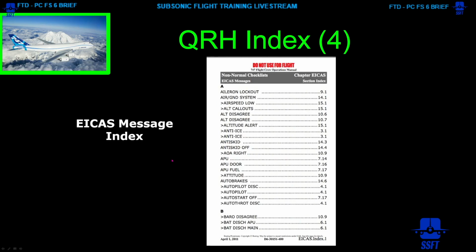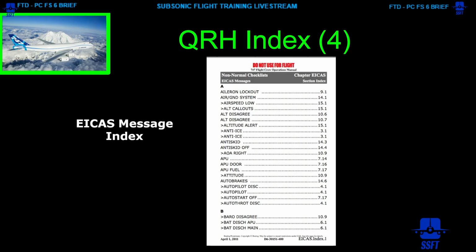The other, right behind it, is the ICAS message index. And like we said, this is all caps, all capital letters, and that indicates that it's an ICAS message. So any ICAS message that we get, we can really just go to this section, which is right behind the quick action index, and look it up in alphabetical order.